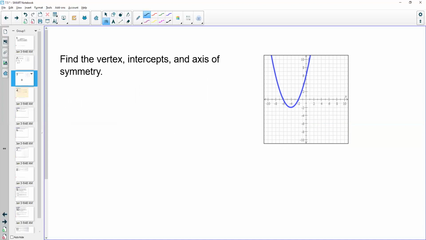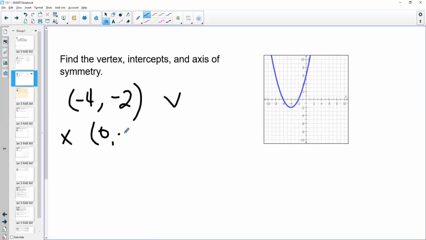So the vertex is, let's see, at -4, -2. That's the vertex. There's a bunch of intercepts here, right? There's x-intercepts at -6 and 0, and at -2 and 0. And then there's a y-intercept at 0, +6.